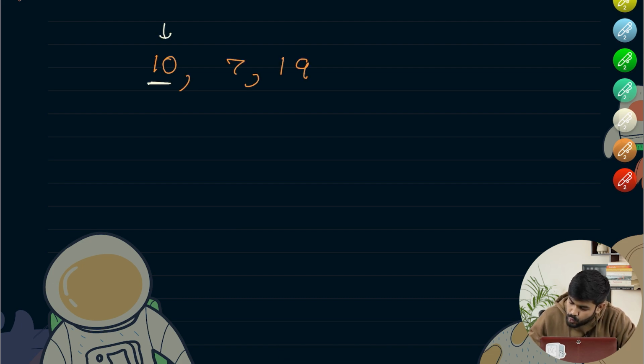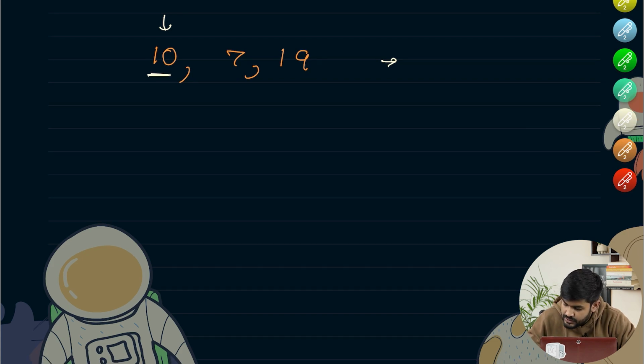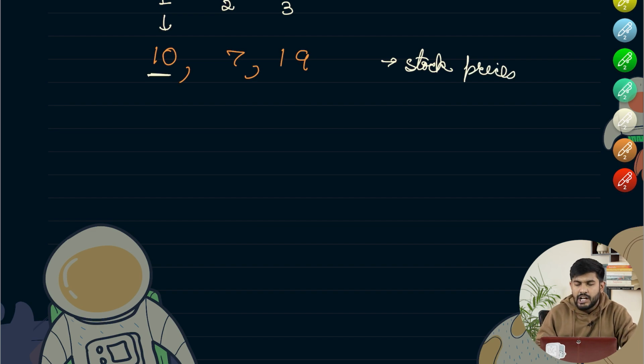So this is the stock value of a company at each day. This is for day 1, this is for day 2 and this is for day 3. This is nothing but a stock price, and you are given this array where the first element would be the price for the day 1, second element would be the price for the day 2 and the third element would be the price for the day 3 and so on.